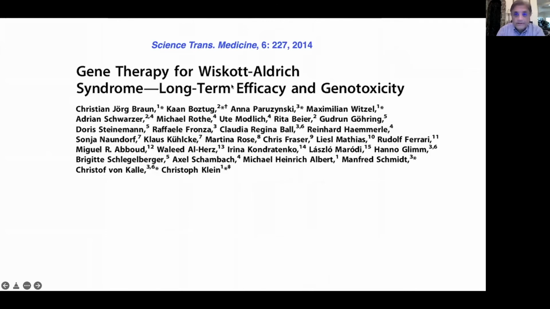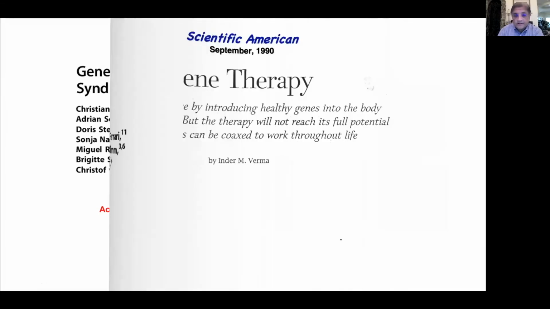Again, Wiskott-Aldrich syndrome, which had previously been treated successfully by these vectors in Germany. This trial was done by Christoph Klein again. Acute leukemia was seen in 7 out of 10 patients, which is a very high degree of conversion to leukemia. And this was between 488 and 1,813 days after gene therapy. So the picture was emerging that these vectors are not safe.